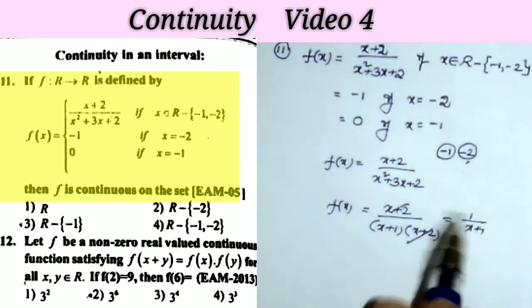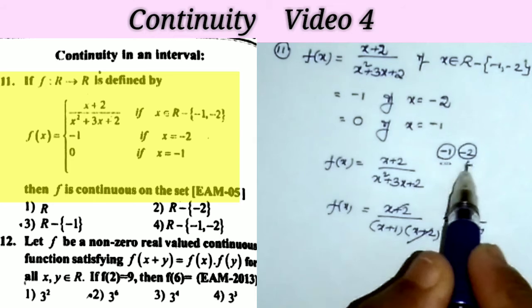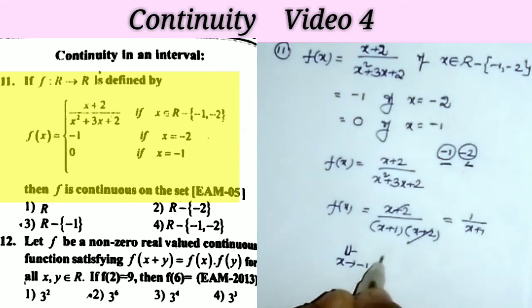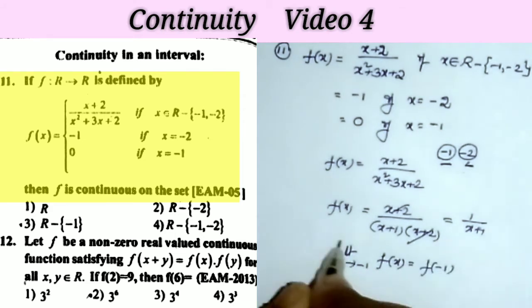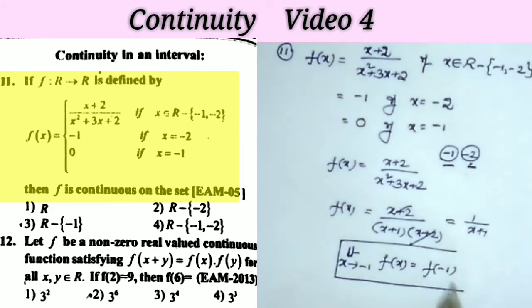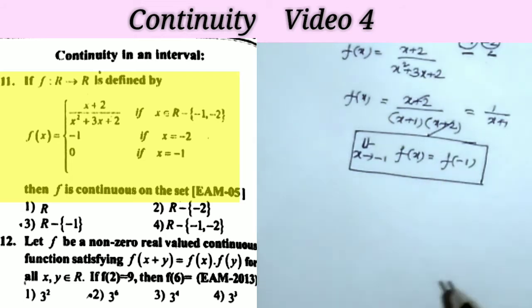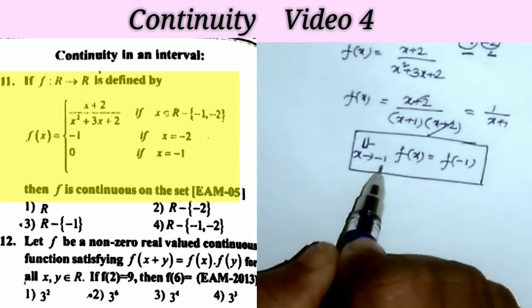Now we have to check the continuity at x is equal to minus 1 and x is equal to minus 2. So first, checking the continuity at x is equal to minus 1. What is the definition of continuity? Limit x tends to minus 1 of f of x is equal to f of minus 1. If these two values are equal, then the function is continuous at x is equal to minus 1.